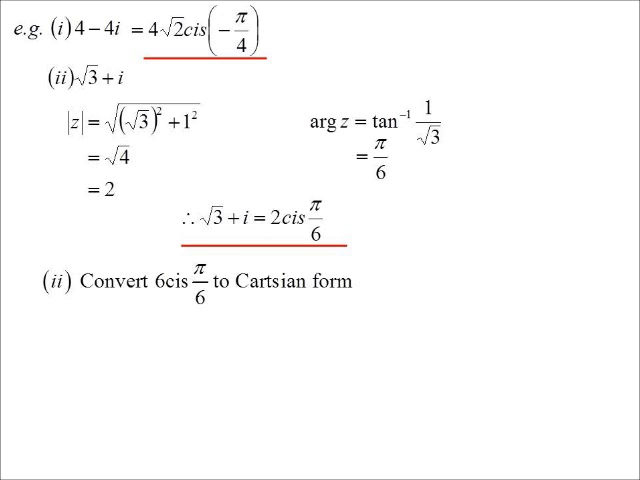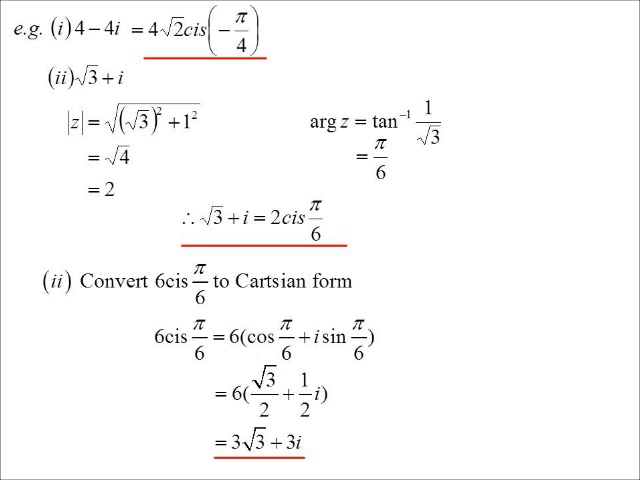If you had to convert back, then you really do need it in the other form. Because remember, what this is really meaning is 6 times the cosine of pi on 6 plus i times the sine of pi on 6. They're both exact values, pi on 6, of course, being 30 degrees. So 6 times root 3 on 2 plus a half i, expanding that. So 6 cis pi on 6 would be 3 root 3 plus 3i.